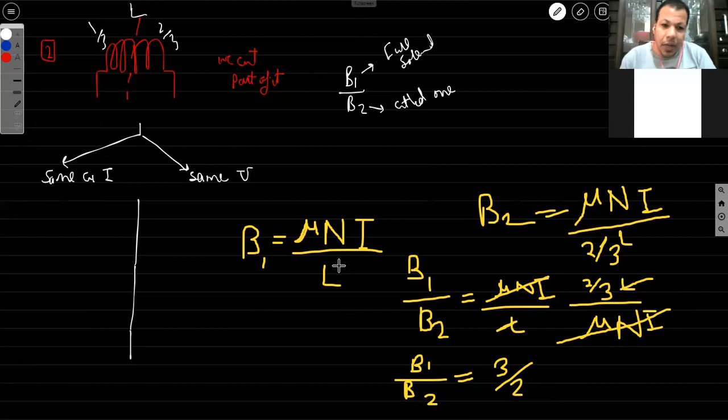Is this for the same current or the same voltage? For the same current. Great. So for the same current, B1 over B2 will equal 3 over 2.